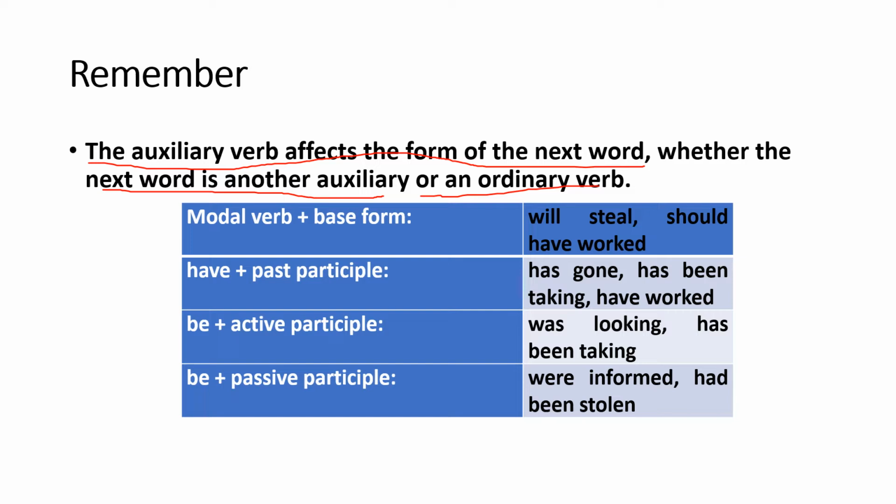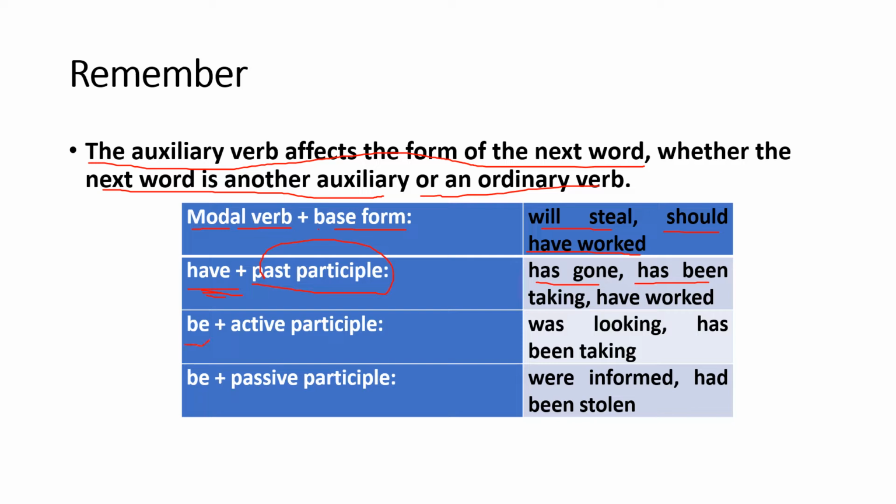So here we have some examples. If we have a modal, the modal is followed by the base form. Okay, so we can say will steal or should have worked. If we have the auxiliary have, the word have must be followed by the past participle, like has gone, has been talking, have worked.